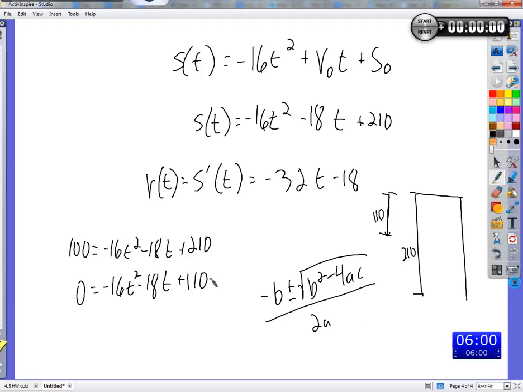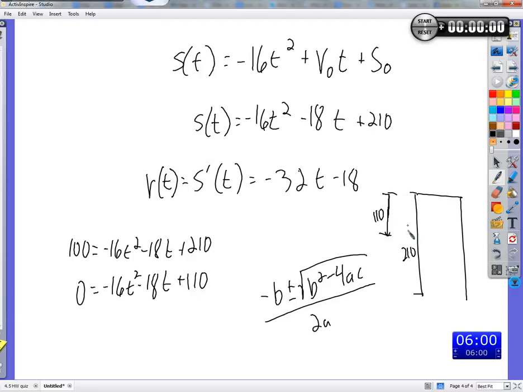Let's just say you do solve for t. You do the quadratic formula. This should not be difficult. Just plug in a, b, and c. Figure out t. You're going to get two values of t. Only one of them is going to make sense. The negative one, right? Because you're going to get a negative one.